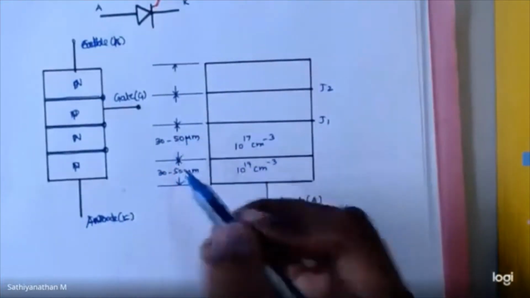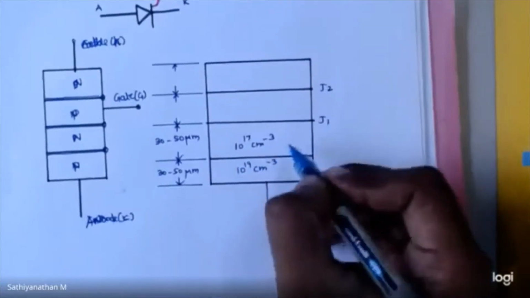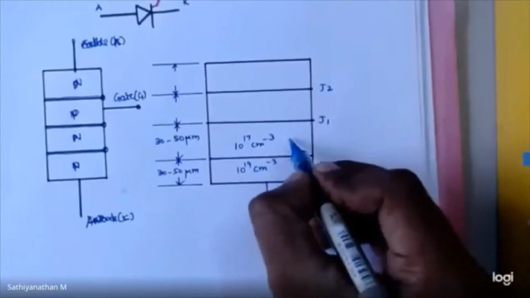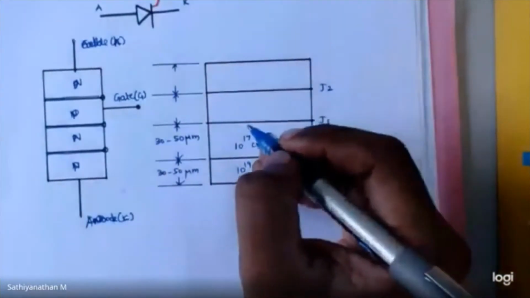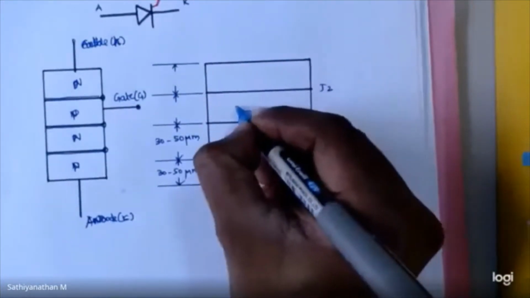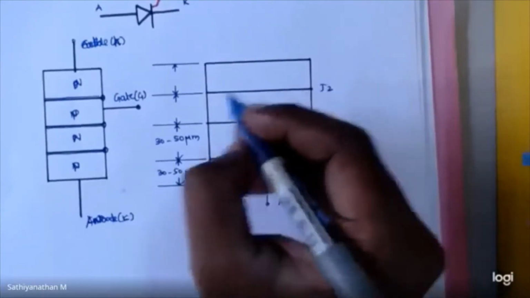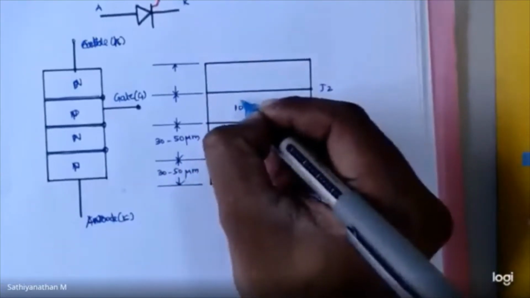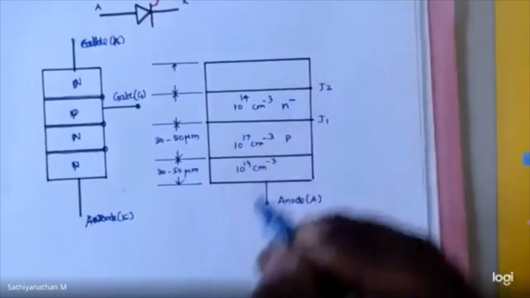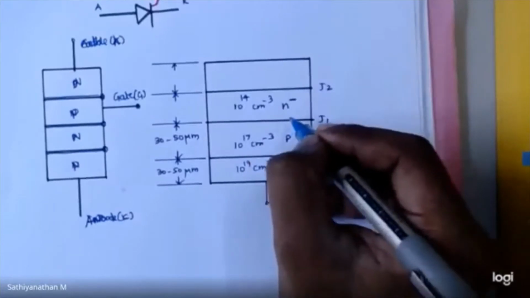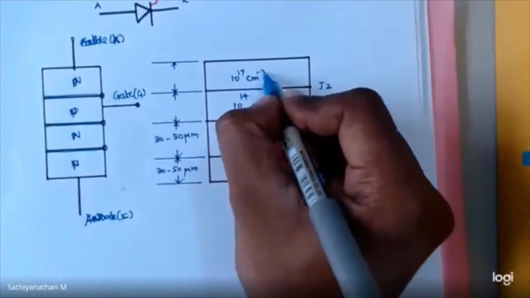So we can increase the thickness of this layer, but we should maintain the concentration of this layer as 10 power 17 centimeter minus 3. So this is a P layer. Okay. Over which we are forming one more layer called the forward blocking layer or drift layer, right? So it has a lower concentration of 10 power 14 centimeter minus 3. So this is called the N minus layer. N minus represents lower concentration. And over which we are forming one more layer, 10 power 17 centimeter minus 3. This is the P plus layer.